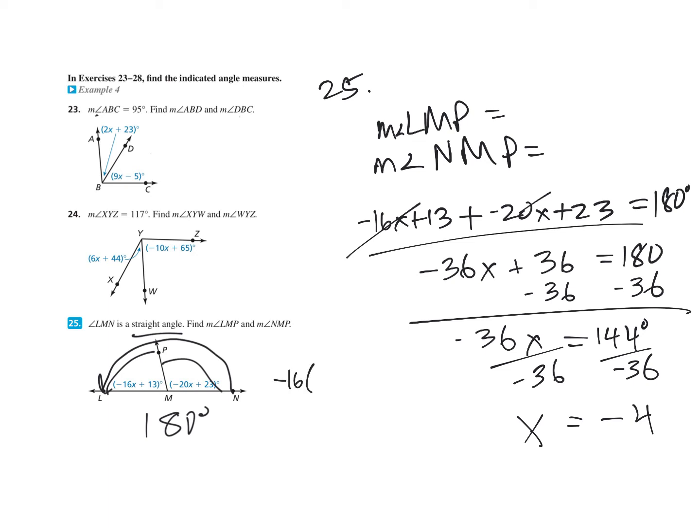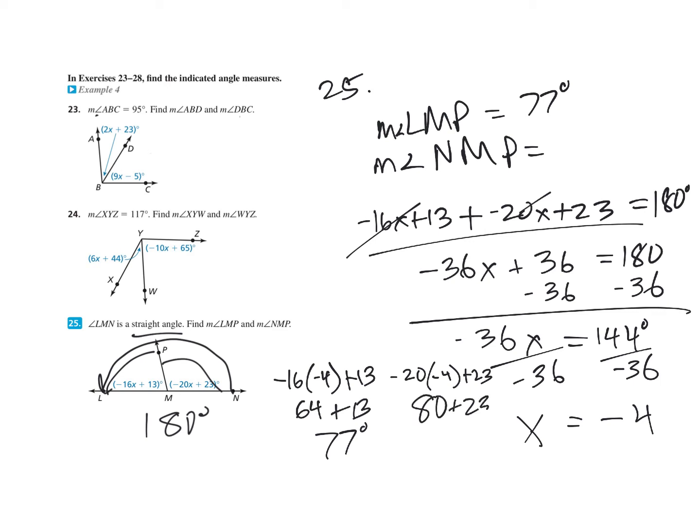Negative 16 times negative 4 plus 13. That's positive 64 plus 13. That's 77. So 77 degrees. Negative 20 times negative 4 plus 23. That's positive 80 plus 23 is 103. 103 degrees.